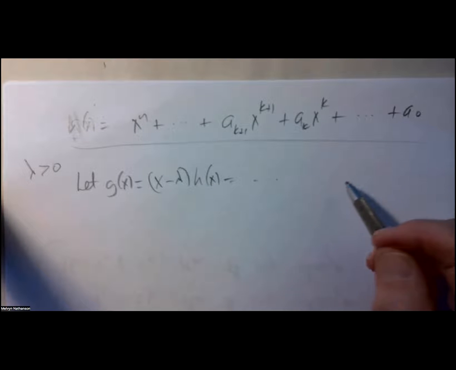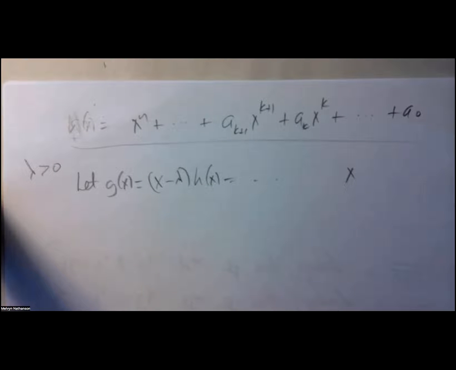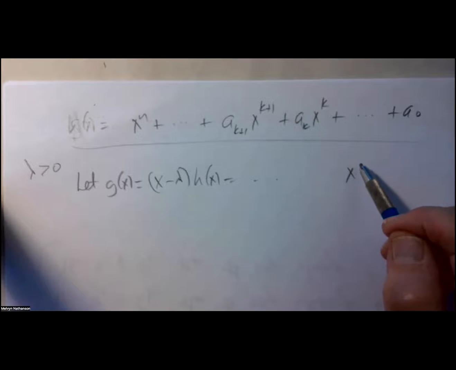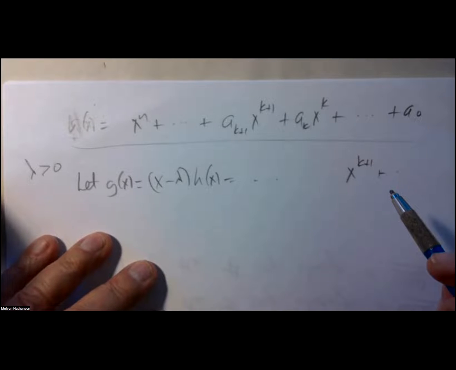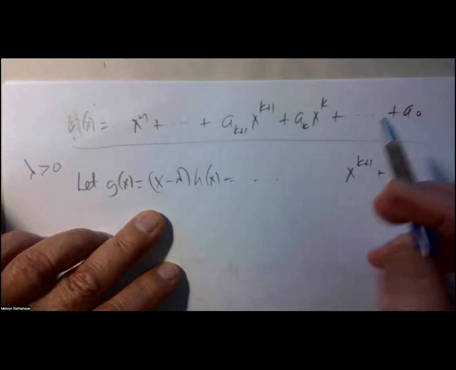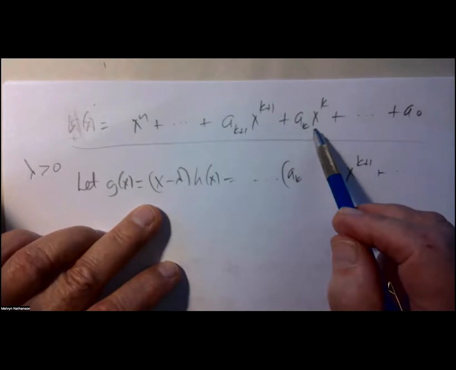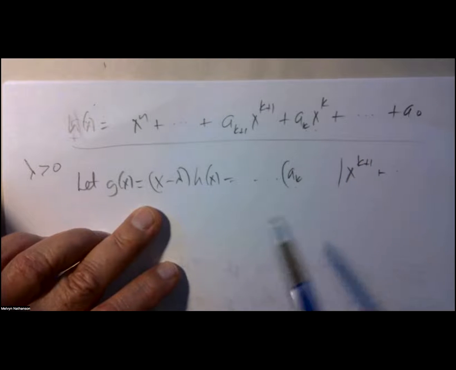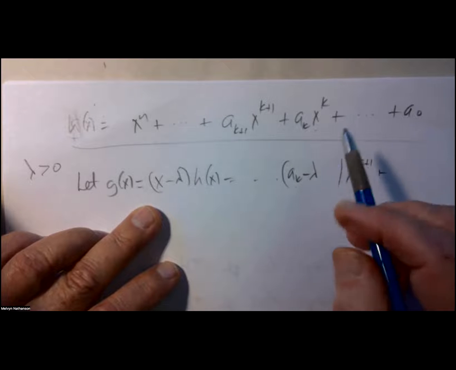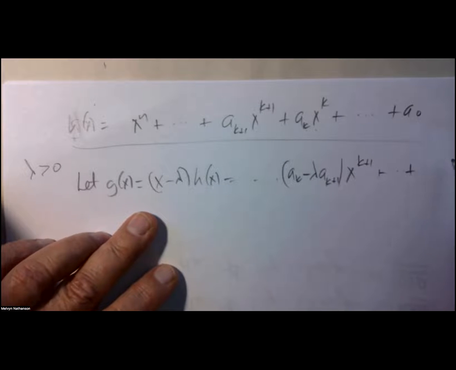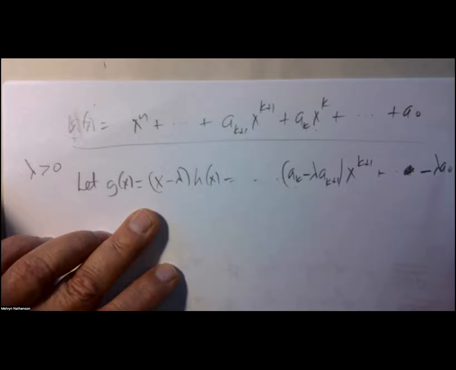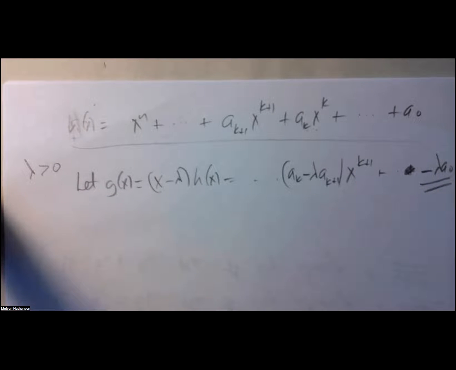So, I want to figure out what the coefficient is. I mean, if you cannot teach this to your pre-calculus class, you can teach this to your calculus class. What is the coefficient of x to the k plus 1? The coefficient is a sub k, because if I multiply this by x, I get a sub k x to the k plus 1, minus lambda a sub k plus 1. And then the constant term at the end is minus lambda a naught. Okay? So this is the coefficient of x to the k plus 1.